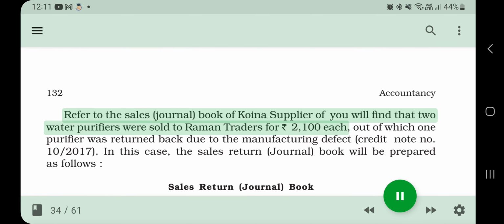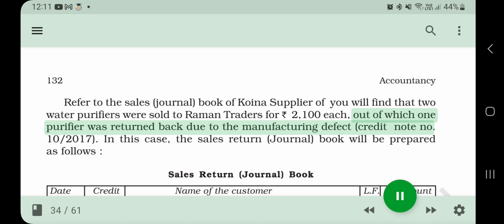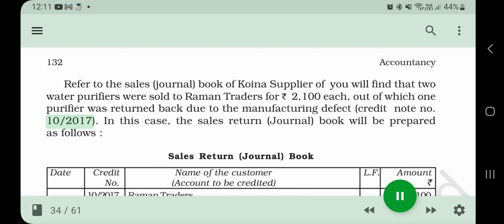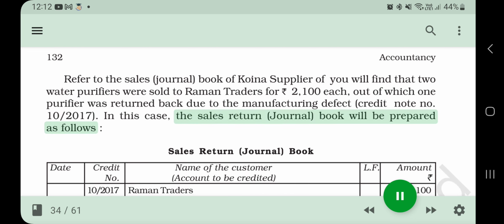Refer to the sales journal book of Kohli Suppliers. You will find that 2 water purifiers were sold to Raman Traders for $2,100 each, out of which 1 purifier was returned due to a manufacturing defect. Credit note No. 10/2017. In this case, the sales return journal book will be prepared as follows.